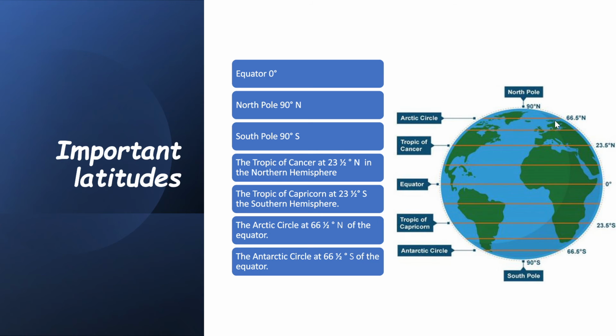Next, you can see another important line, that is the Arctic Circle, which is 66.5 degree north of the equator. Similarly, there is the Antarctic Circle. It is also an important line of latitude, that is 66.5 degree south of the equator. So these are the important lines of latitudes: equator, Tropic of Cancer, Tropic of Capricorn, Arctic Circle, Antarctic Circle, North Pole and the South Pole.